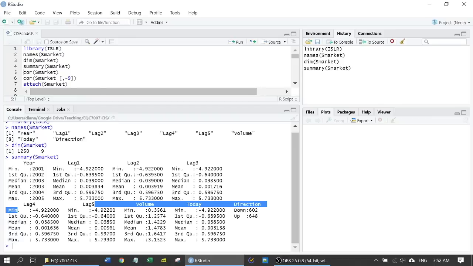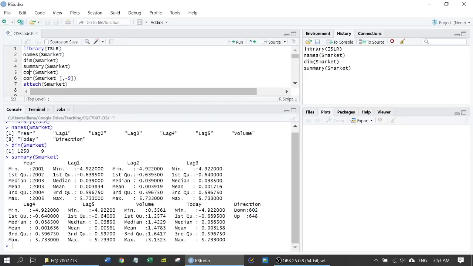The percentage returns for the 5 previous trading days is between -5 to the maximum of about 6, and they are almost the same for each of these lags. And the volume, which is in billions, the minimum is 0.3 and the maximum is 3.15. And we have today, which is the percentage returns for today. And this is the direction, which shows us that compared to yesterday, which is lag 1, to today, the percentage return for today, whether it goes up or it goes down. So basically that is that.